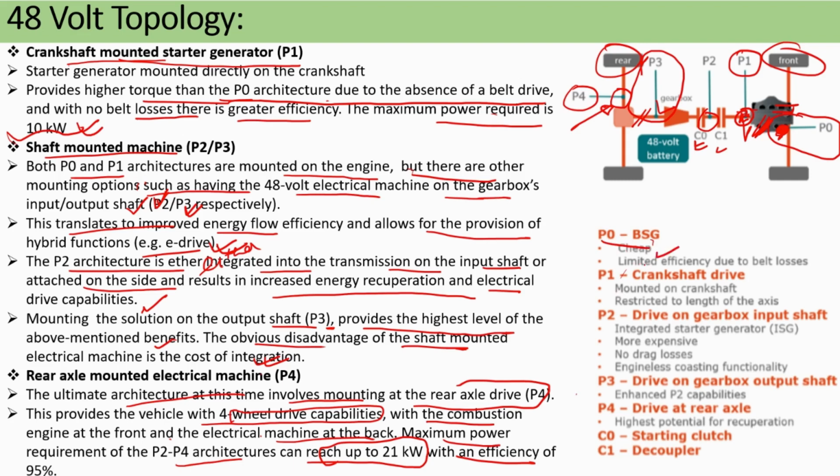So what is P0? Cheap. This is cheap, with limited efficiency due to belt losses. P1 is crank mounted on the crankshaft, restricted by the length of the axis. P2 drives on the gearbox input shaft, integrated with the starter generator, more expensive, no drag losses, engine-less cost, efficiency, functionality, costing. P3 drives on the gearbox output shaft, enhanced P2 capability. P4 has the highest potential for recuperation. Recuperation is nothing but regenerative braking.